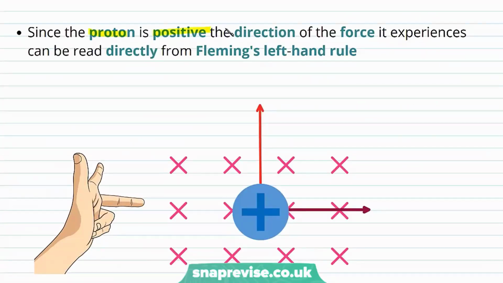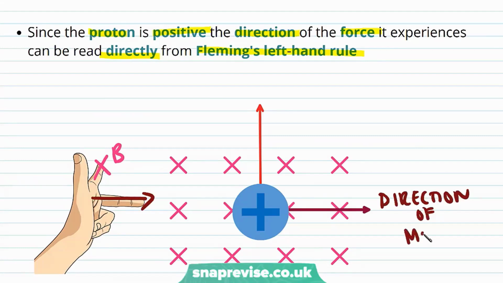Since the proton is positive, the direction of the force it experiences can be read directly from Fleming's left-hand rule. So here, the first finger is representing the magnetic field into the plane of the page, and the direction of motion is in the direction of the second finger, pointing from left to right. And then the thumb points in the direction of the force, which we can see as upwards.